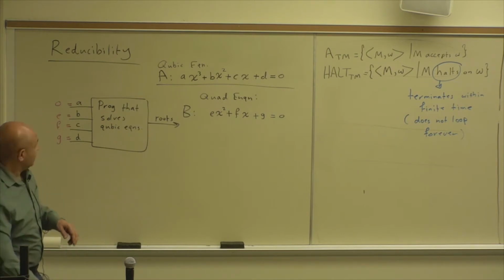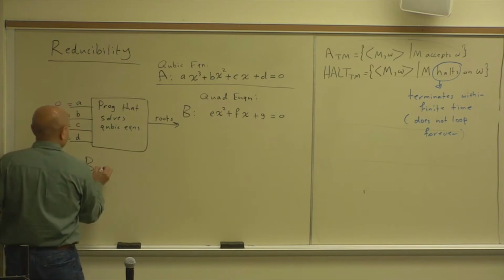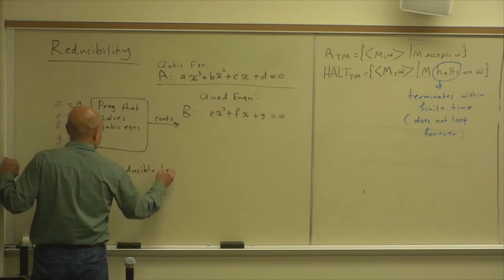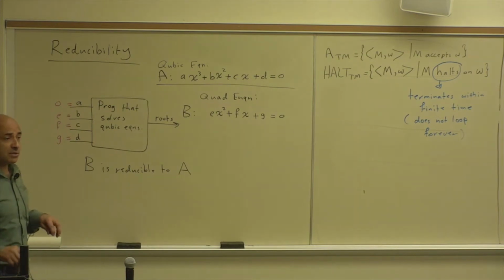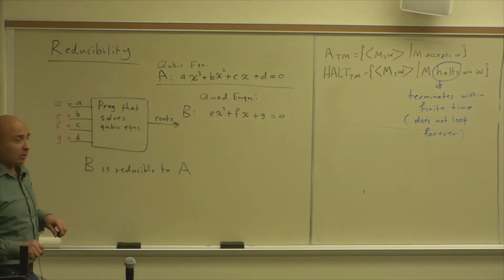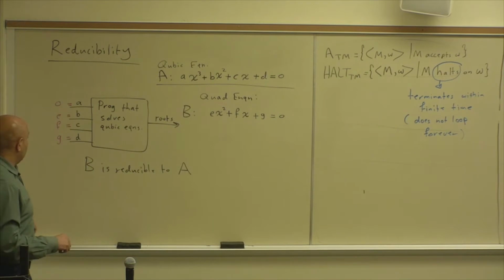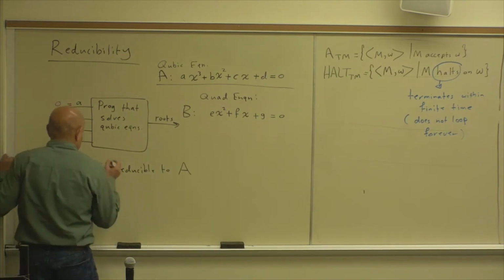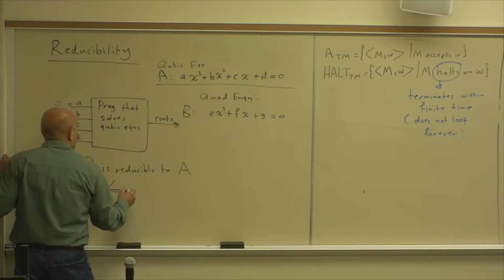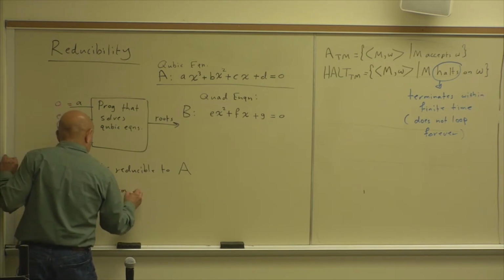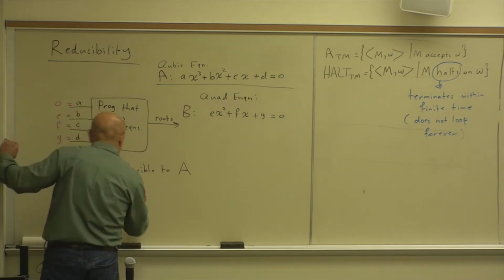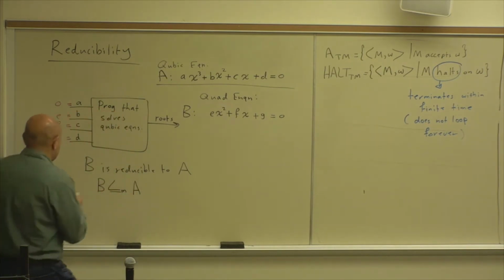So in this case, we say that B is reducible to A. So we managed to reduce the problem of solving B into the problem of solving A. Or given a solver for A, we managed to solve B. Now, the notation that we will use, B is less than or equal M A. In fact, we don't read it less than or equal. We read it mapping reducible to A.